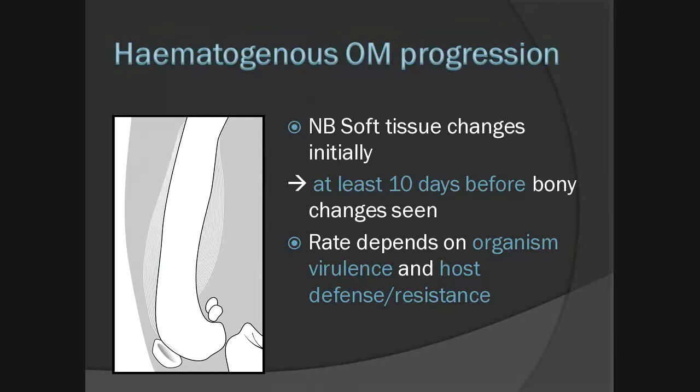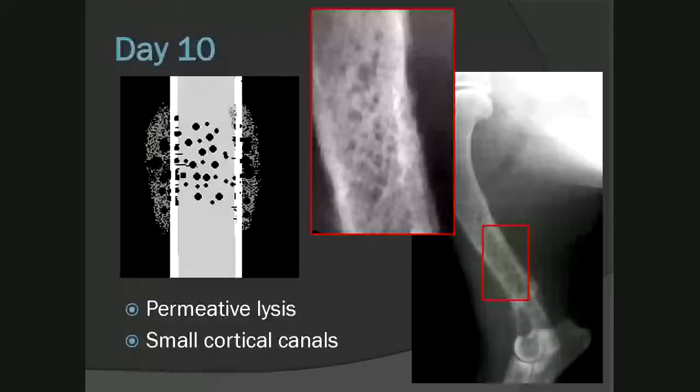So after about 10 days, one can see permeative lysis resulting in small cortical canals. So on these examples here, it's clear to see all these little punctate lucencies consistent with permeative lysis. So according to our previous classification we discussed at the beginning of the year, this is consistent with an aggressive lesion. So one immediately has to think of something like infection or a neoplasm.